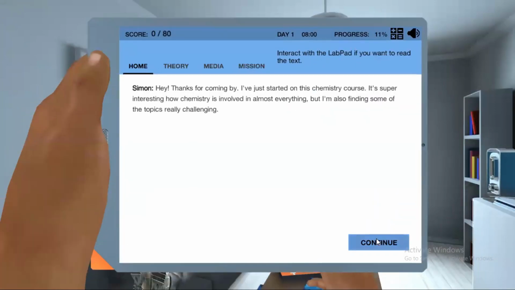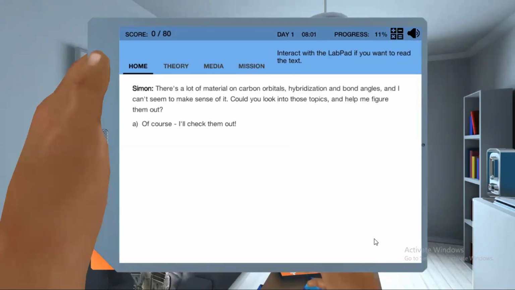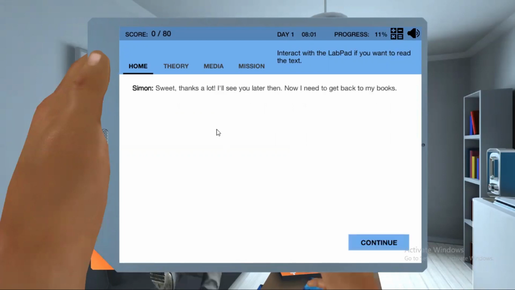Hey, thanks for coming by. I've just started on this chemistry course. It's super interesting how chemistry is involved in almost everything, but I'm also finding some of the topics really challenging. There's a lot of material on carbon orbitals, hybridization and bond angles, and I can't seem to make sense of it. Could you look into those topics and help me figure them out? Sweet, thanks a lot. I'll see you later then. Now I need to get back to my books.